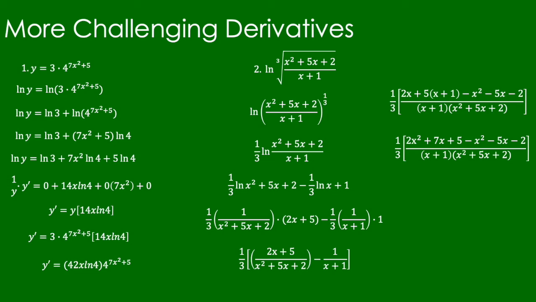Distributing the top will give you this, and then you will simplify that. The top is not factorable, so we'll leave it like that, and the bottom we will bring in the 1/3.